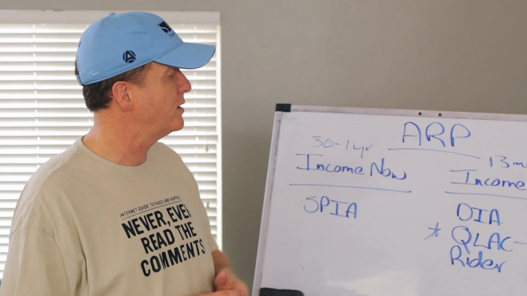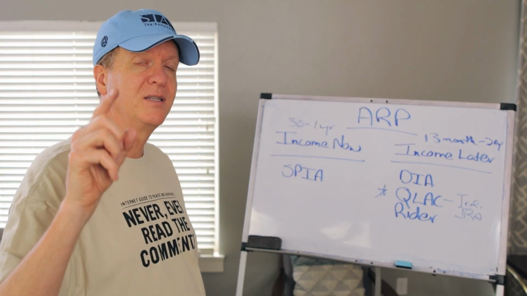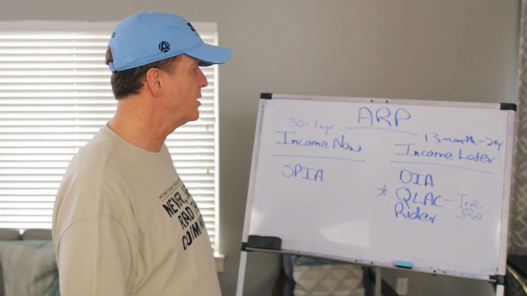Also remember, too, with lifetime income with annuities, the primary pricing mechanism is your life expectancy at the time you take the payments and start the payments.